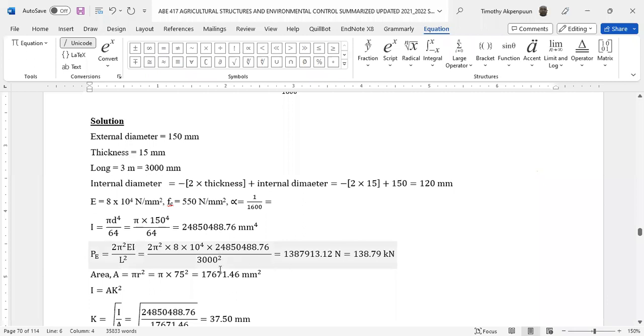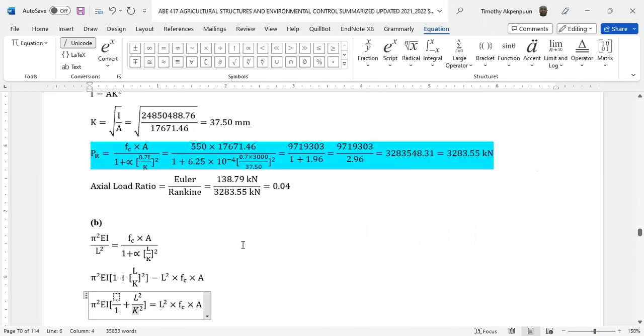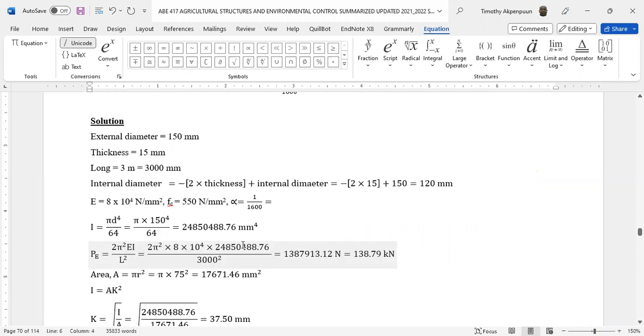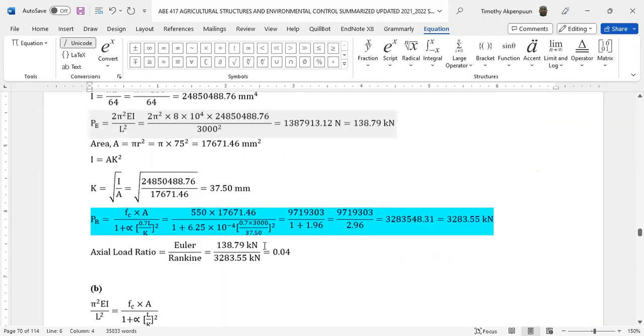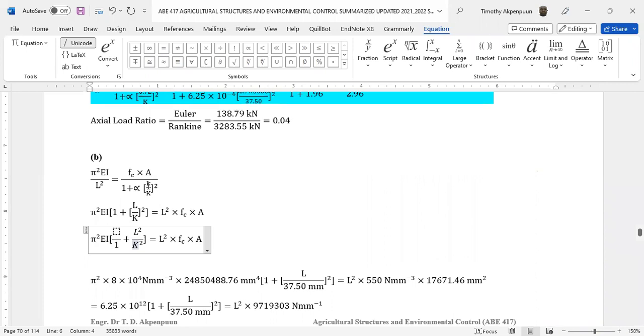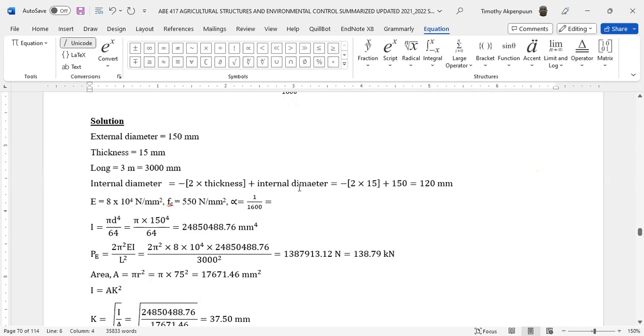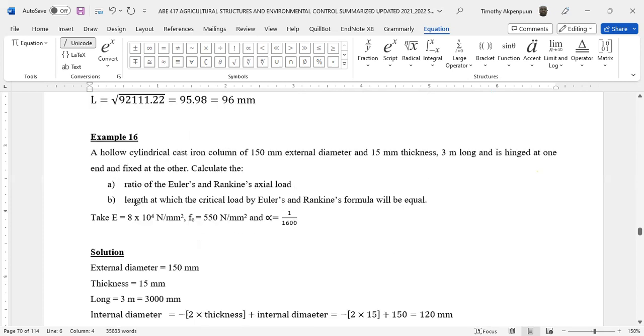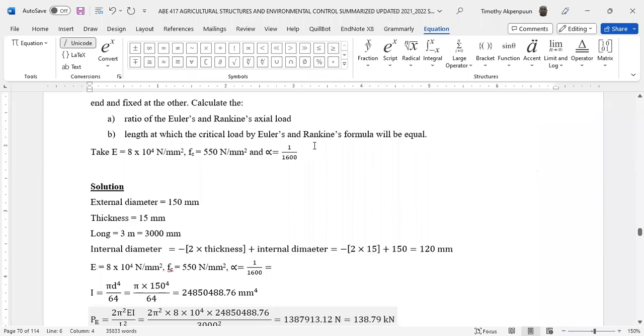No. That's for comparing them in B. I said in this one, we are using the maximum length. So you don't need to compare. It's still the same. We are not converting yet. It's the maximum length that we want to get. Look at the question. The question says what? Length at which the critical load of this will be equal.